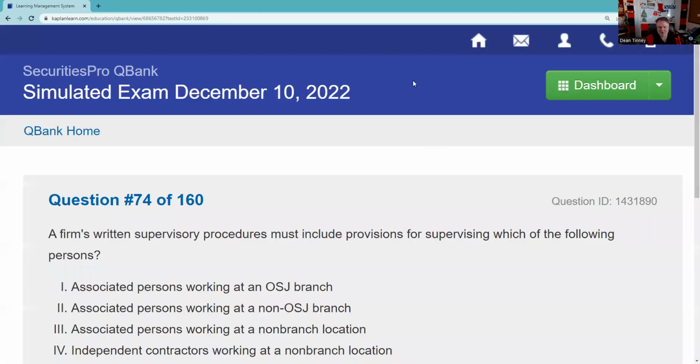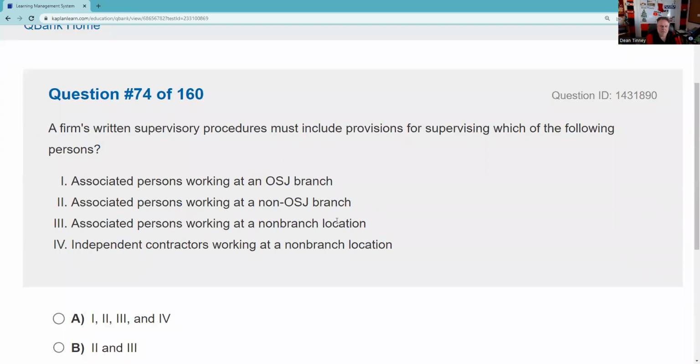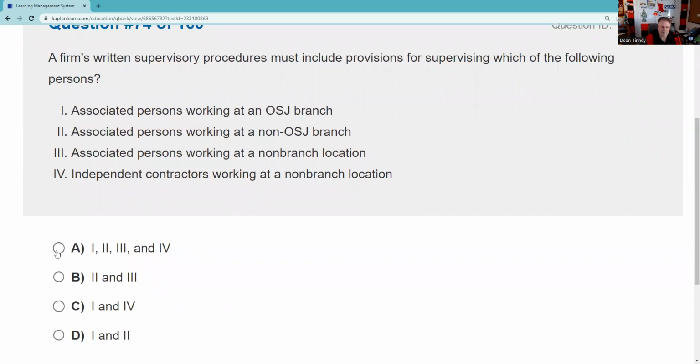Question 74. A firm's written supervisory procedures, very testable about WSPs. Lots of questions on the WSPs of a broker-dealer. Must include provisions for supervising which of the following persons? I would think everybody, but let's see what our choices are. Associated persons working at the OSJ branch, yes. Associated persons working at a non-OSJ branch, yes. Associated persons working at a non-branch, yes. Independent contractors working at a non-branch, yes. 1, 2, 3, and 4.